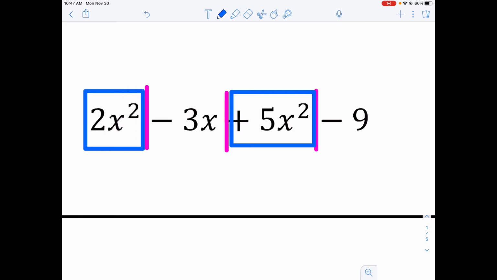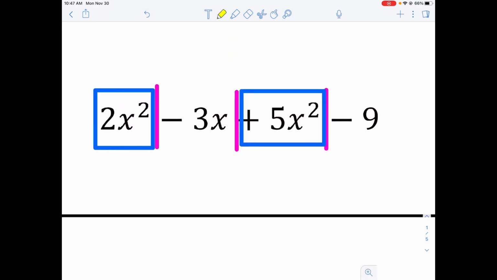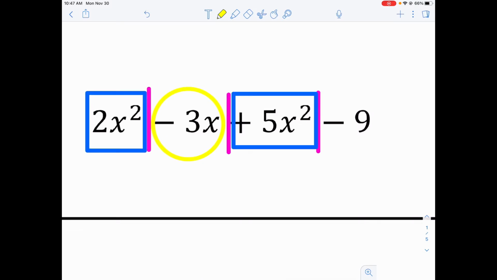Okay, changing color and changing shape, I'm going to put a circle around negative 3x. So now I'm looking for any term that has the same variable and the same exponent, which this doesn't have an exponent. So really I would be looking for anything else that has an x. Looking down through my expression, negative 9 does not have an x, so it is not considered a like term, so I'm not going to put a circle around it.